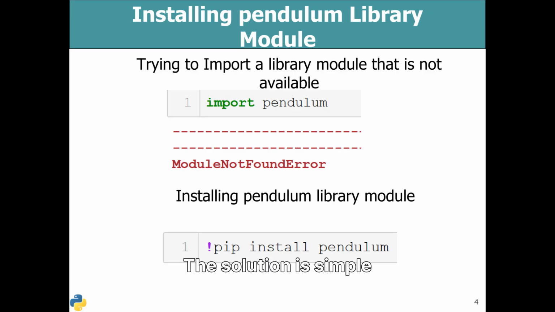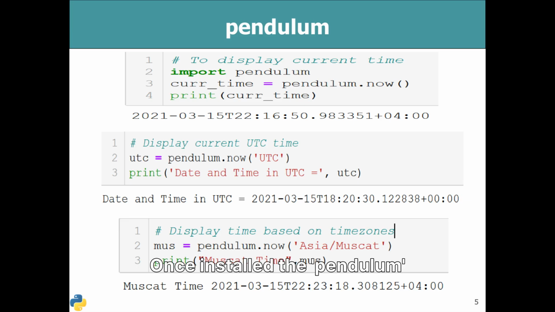The solution is simple. Install it using the pip install pendulum command in your terminal. Once installed, the Pendulum library offers robust date and time functionalities. You can display the current local time, retrieve coordinated universal time, and even show time based on specific time zones like Asia/Muscat, showcasing its versatility and precision.